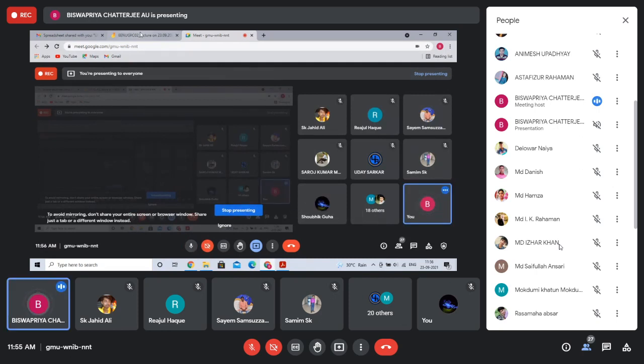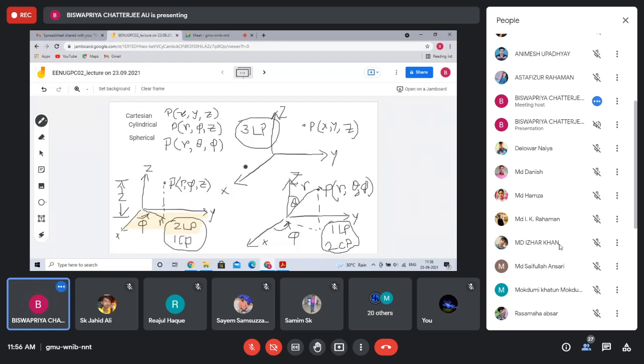So these three respective planes must be orthogonal to each other. Now, one example of this: you must observe the three walls. If you consider any two walls and the floor of a room, you can observe that these three surfaces are orthogonal to each other.